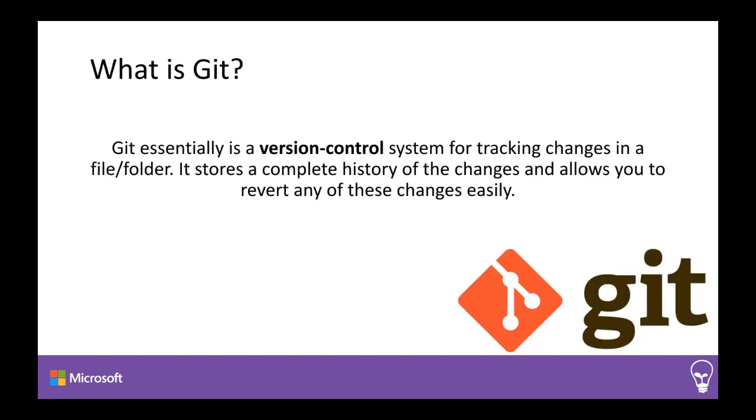Cool. So what is Git? Well, Git is essentially a version control system that helps you keep track of changes in a folder. It stores a complete history of all the changes that you have made to your project folder and allows you to easily revert or just peek back in time at what you did. Yep, so Git is all about version control.